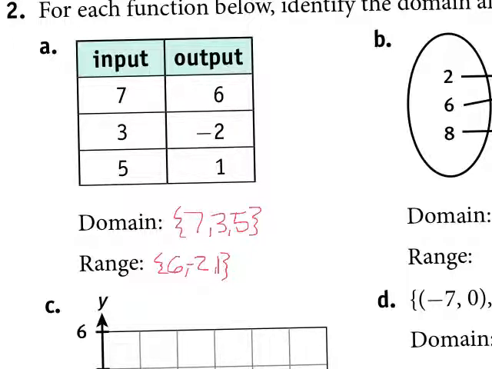Okay, is A a function? There are no repeated input values, right? Every input value has exactly one output. This is a function. Okay, I would like you to do the same thing that we just did. Find the domain, the range, and tell if it's a function or not for B, C, and D together with your partners. Go ahead.